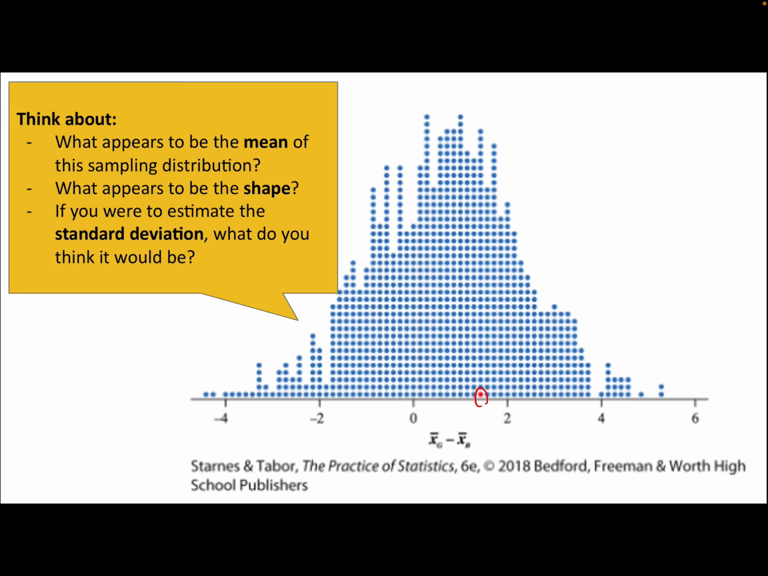So again, we're going to think about what appears to be the mean, what appears to be the shape, if you had to estimate the standard deviation. So if I looked at this one, I would say overall roughly normal. The mean again is probably around the middle-ish, so maybe around 1 inch of difference, more or less. And then our standard deviations, again, if I think about from the mean to the minimum, or you could do it the other way from the mean to about the maximum, should be about 3 standard deviations either way.